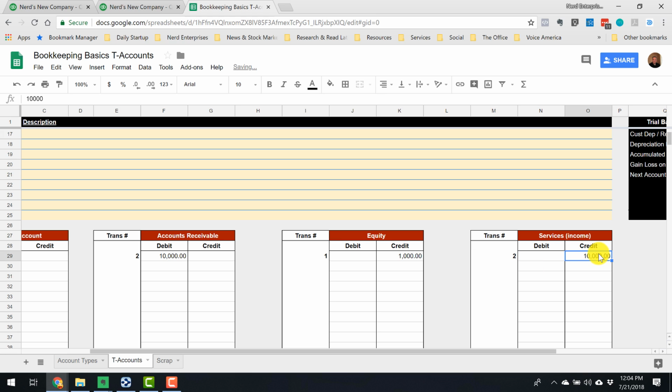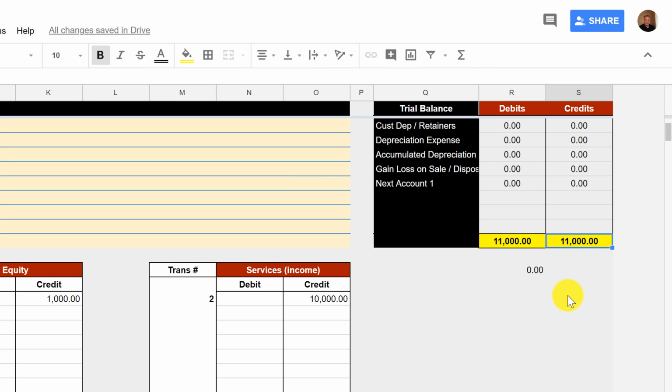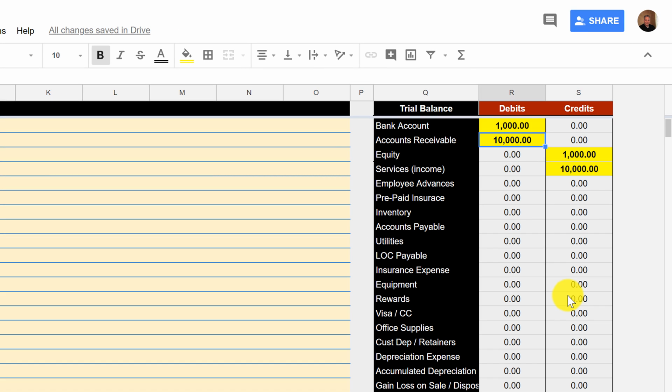So I'm crediting the income. Credits increase income. Debits increase accounts receivable. Bookkeeping has this sort of beauty to it in terms of how things balance so perfectly, right? Debits always have to equal credits. Let's make sure that we've accomplished that. Looks like we're good.